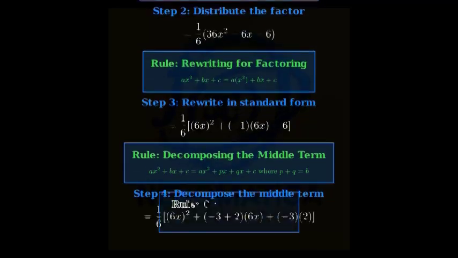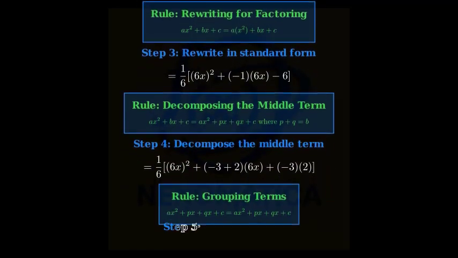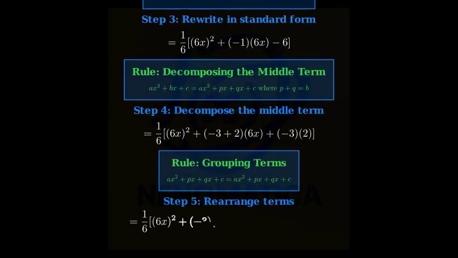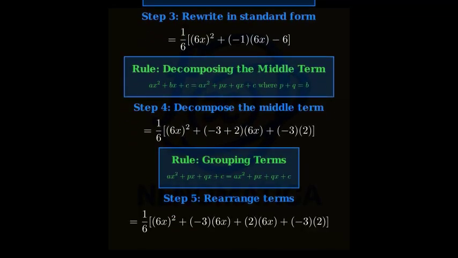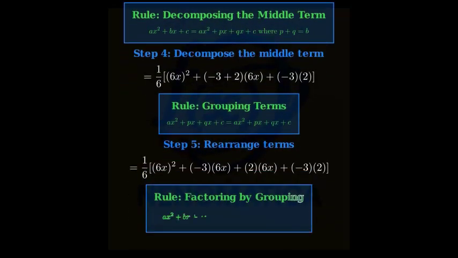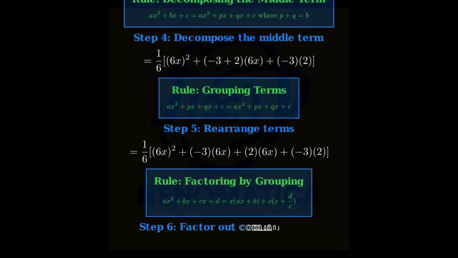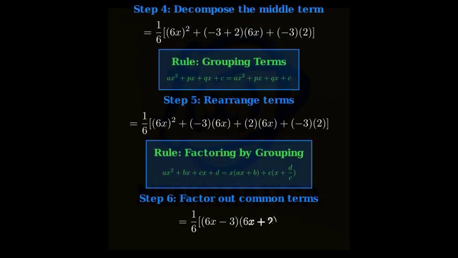Now, we can further simplify our expression by rearranging the terms. This will help us identify a common factor in preparation for our final factorization. Now we can factor out common terms from groups of terms. This step reveals the pattern that will lead to our factorized expression.